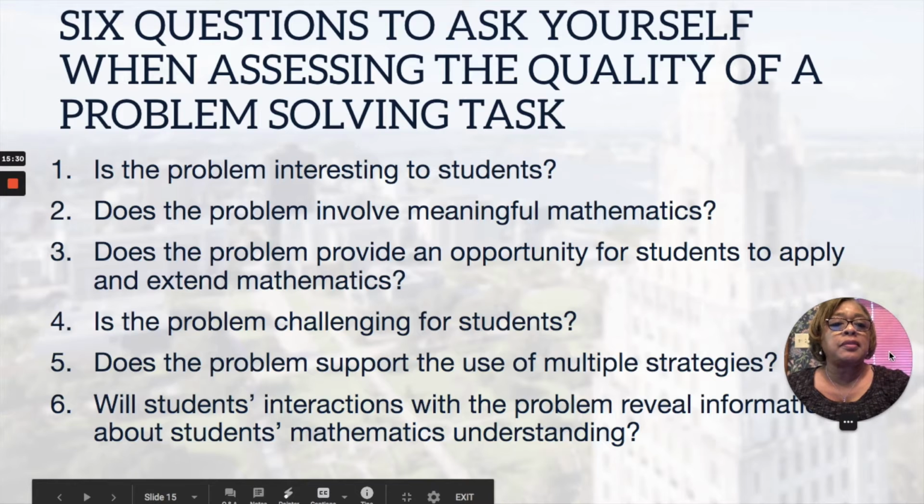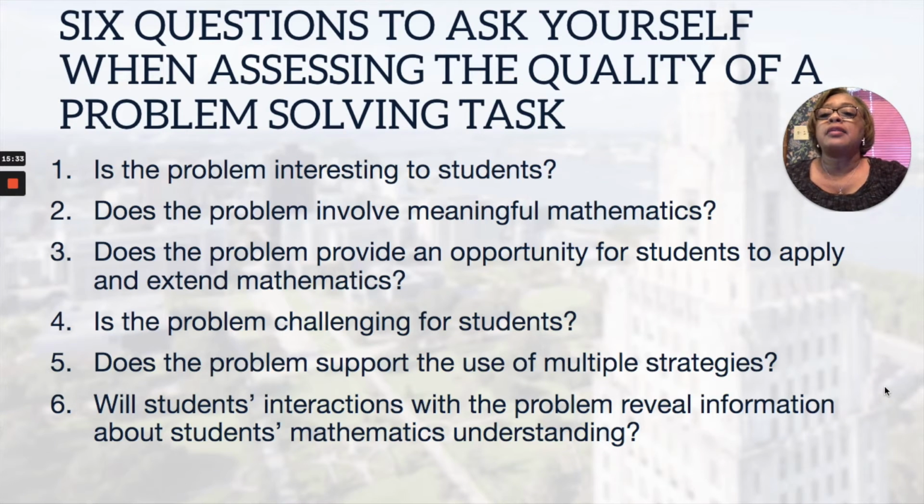So, a lot of times we find sources for tasks. These are 6 questions that you can use when you're assessing the quality of a problem solving task. If you find an existing task, these are things you can ask yourself to see, is it high quality? First, is it interesting to students? Does it involve meaningful mathematics? That means when you look at your grade level content standards, is it aligned to the math that your students are doing in that grade level? Something that is meaningful, that it is connected.